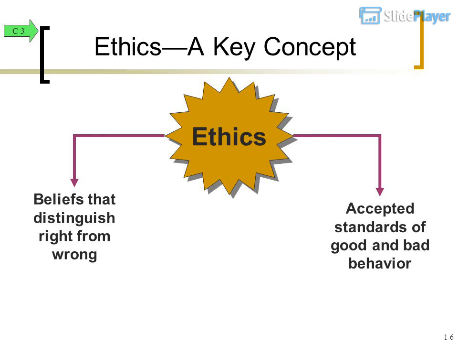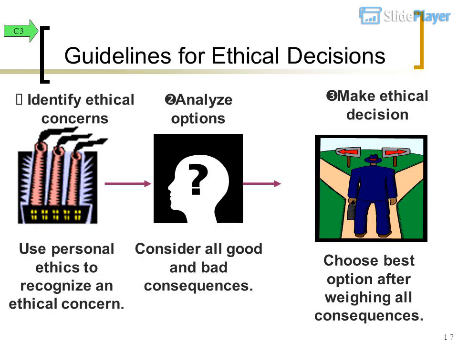Guidelines for ethical decisions. Make an ethical decision: identify ethical concerns and analyze options. You have faced ethical situations in school and will face similar situations at work. We should be capable of identifying ethical concerns and analyzing our options, that is, what is the right and wrong thing to do. Making an ethical decision means we choose the best option available under the circumstances. Use personal ethics to recognize an ethical concern. Consider all good and bad consequences. Choose the best option after weighing all consequences.